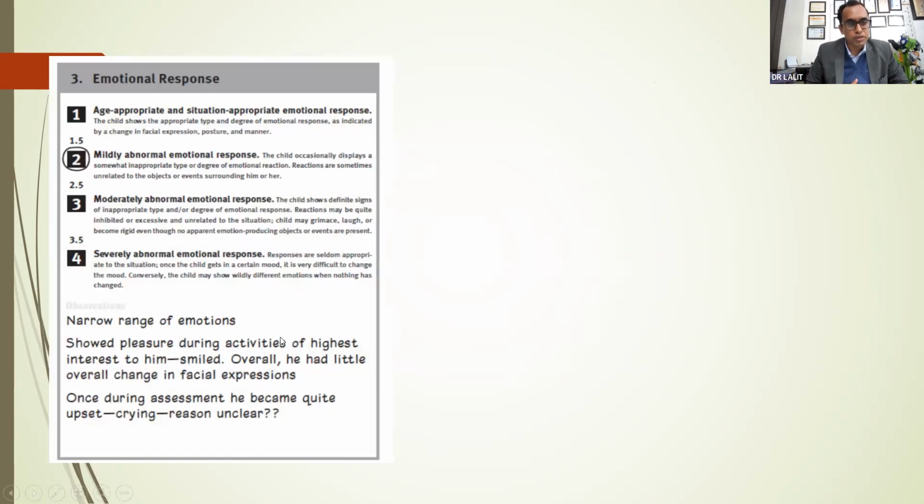So emotional response in this age category. The observations noted for the child in this score were: narrow range of emotions, showed pleasure during the activities of highest interest to him, smiled. Overall, he had little change in facial expressions. Once during the assessment, he became quite upset, crying, reason unclear. One important observation noted by the examiner is that during the assessment, the child was sitting comfortably, but without any reason, he suddenly started crying.